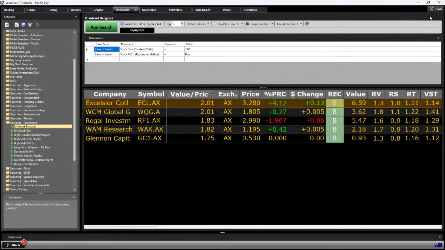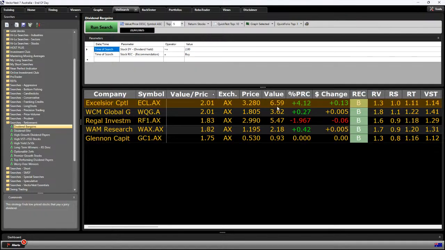Now, coming back to the search here, the magic with this search is that it's looking at value divided by price. Each and every day we work out the valuation of each stock. So if I put the value next to the price, here we go, value and price. And so how do we calculate the valuation?